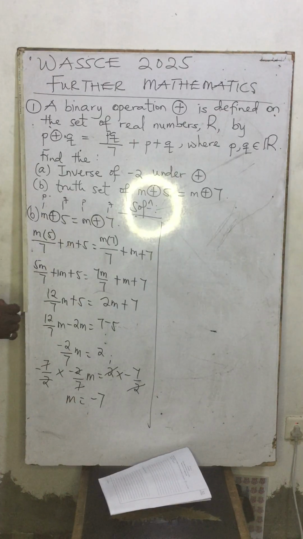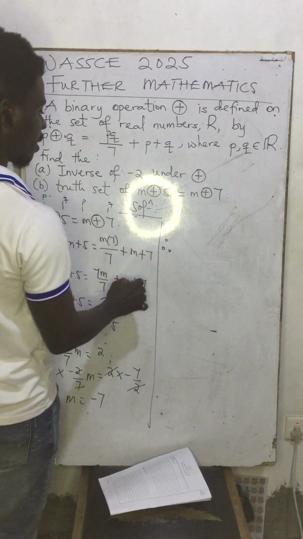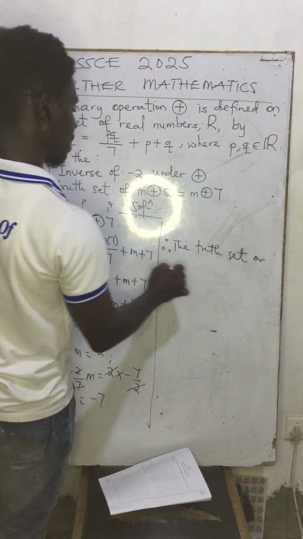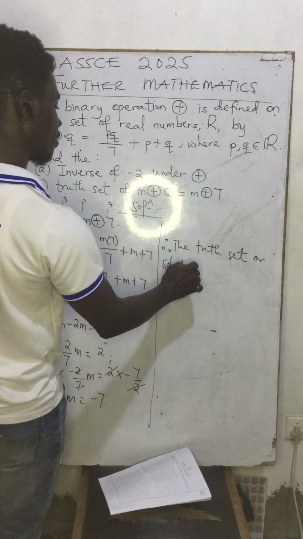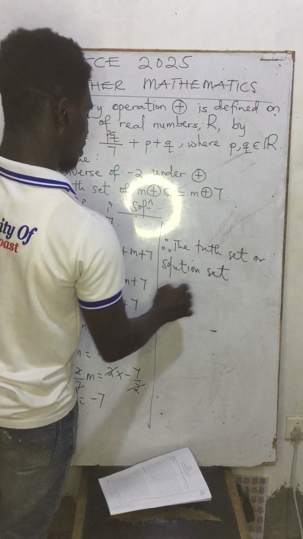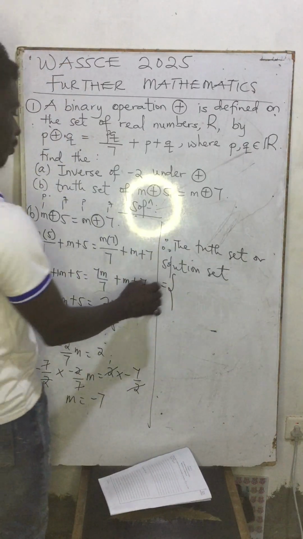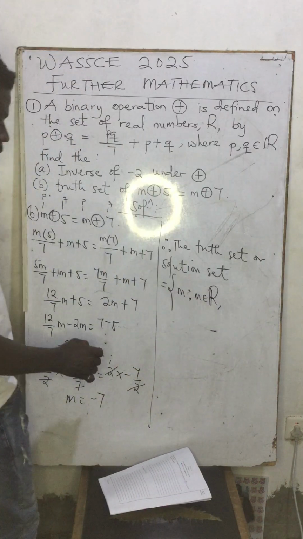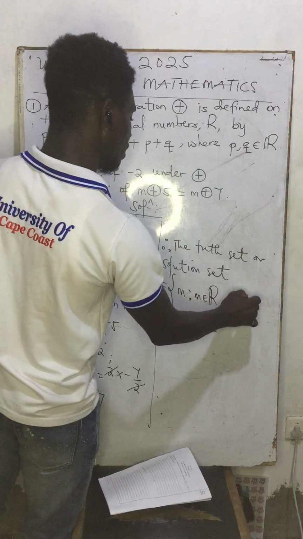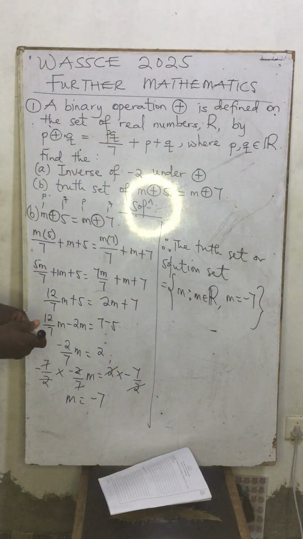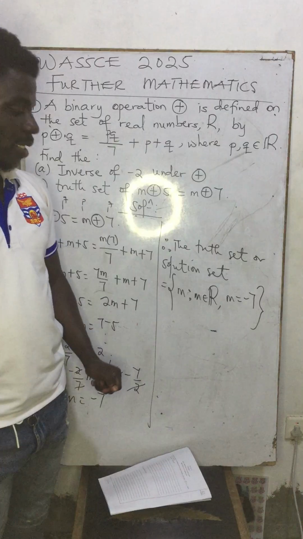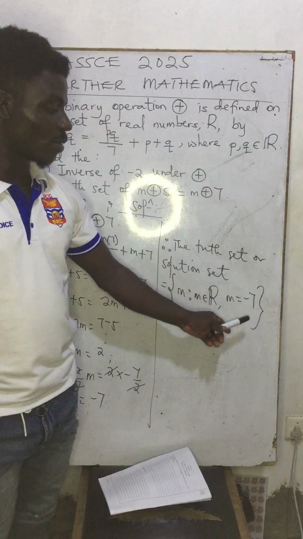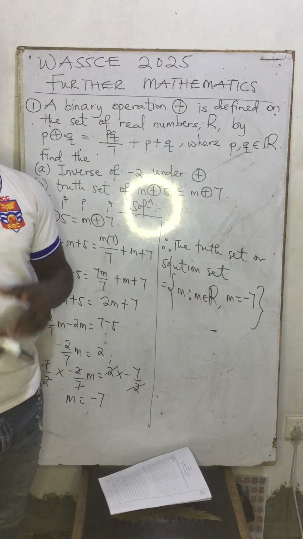But the question says find the truth set. So you can see that therefore the truth set, or we can say the solution set, is just equal to M is such that M being an element of all the real numbers where M is equal to -7. So we have the truth set as this.